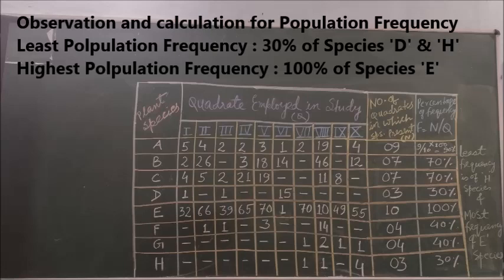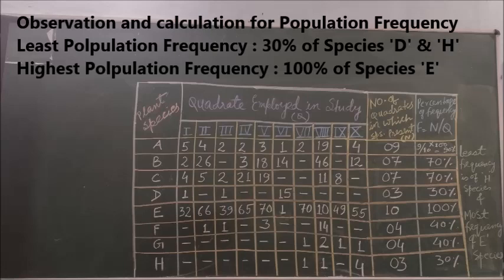So here we can see the species A is present in 9 quadrats out of 10. So the frequency of A is equal to 9 divided by 10 into 100, that is 90%. Likewise the frequency of B is 70%, as the species is present in 7 quadrats. From this observation table, the least frequency is of species D and H, that is 30%, and the highest frequency is of species E, that is how much? 100%. Why? Because this species is present in all the quadrats.